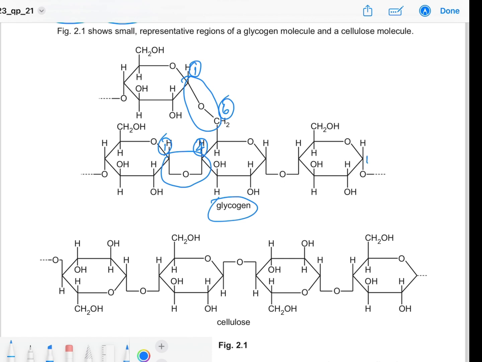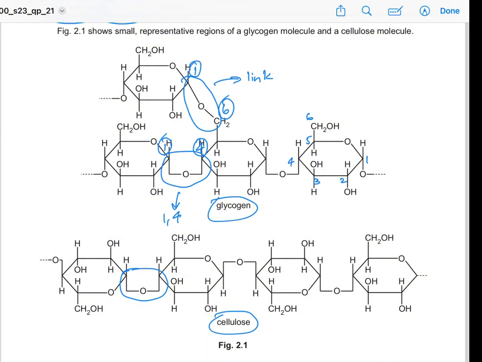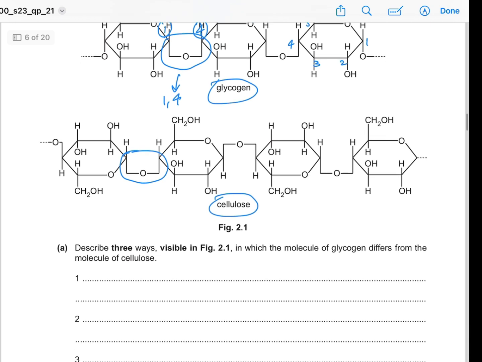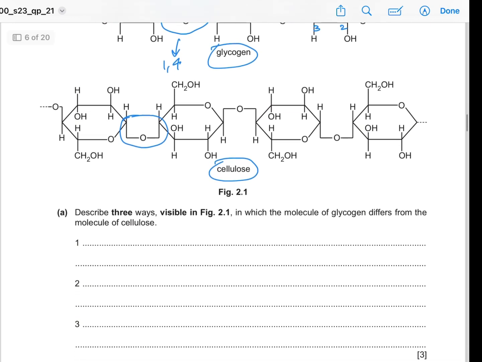So here's how you number them. You have 6 carbon atoms in any glucose molecule. The 1,6 glycosidic bond forms the link or the branch, whereas 1,4 glycosidic bond results in the straight molecule. In cellulose, on the other hand, you can see only 1,4 glycosidic bonds. So there is no branch in the cellulose molecule. A. Describe 3 ways visible in figure 2.1 in which the molecule of glycogen differs from the molecule of cellulose.